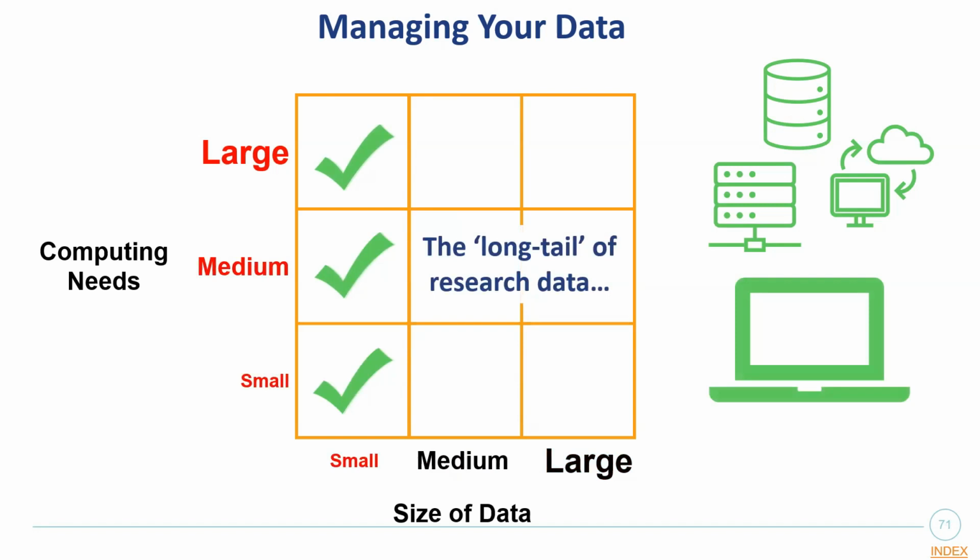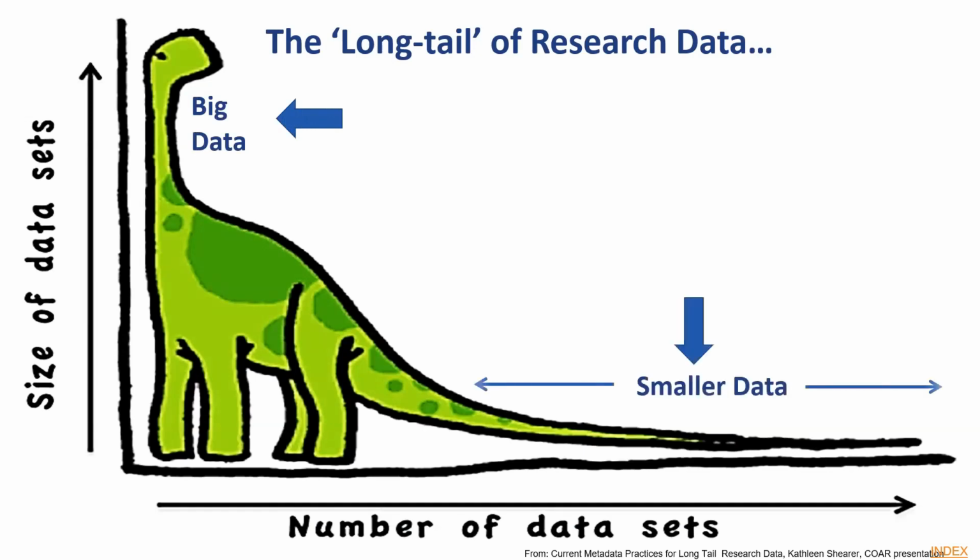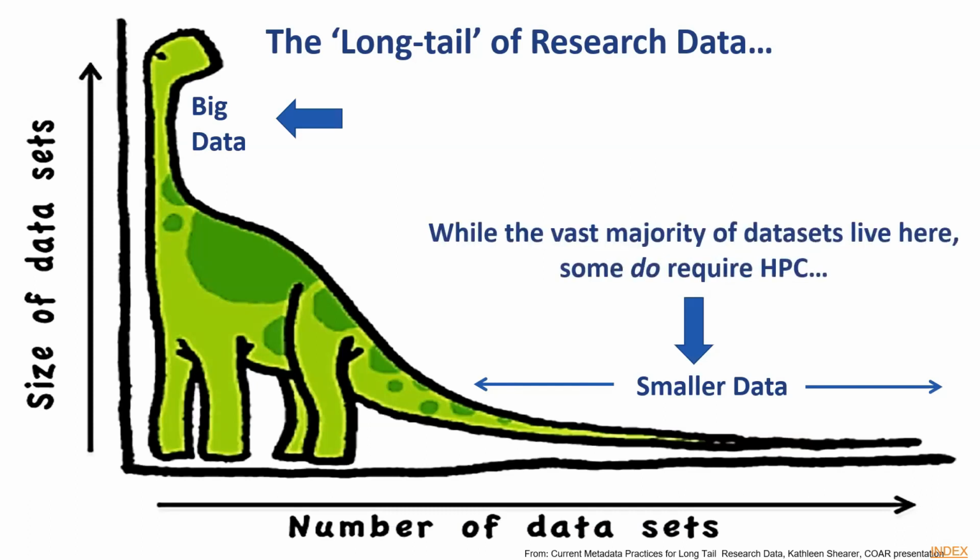Bringing home one of the points of this exercise, we can look at the long tail of research data, where you have lots of researchers with small data, but potentially varying computing needs. So this visual shows that we have relatively few big data sets compared to the number of smaller data sets that make up the long tail in this diagram. And while the vast majority of data sets are smaller in size, some of them do require HPC scale computing power.